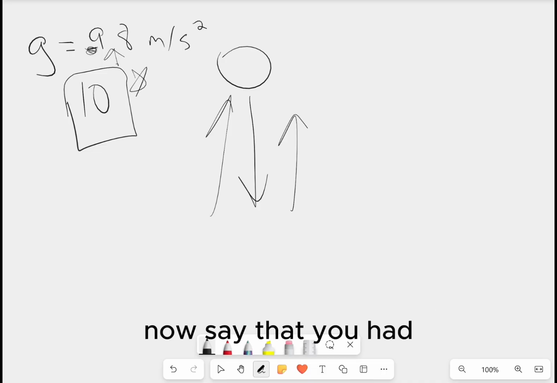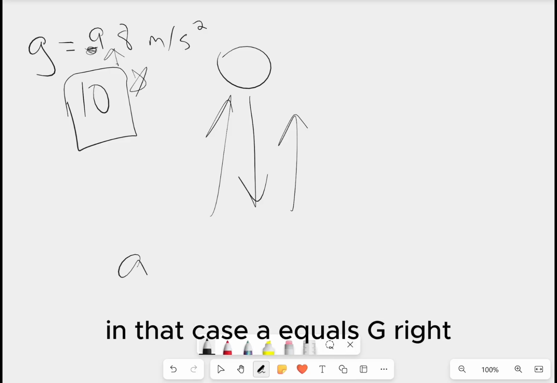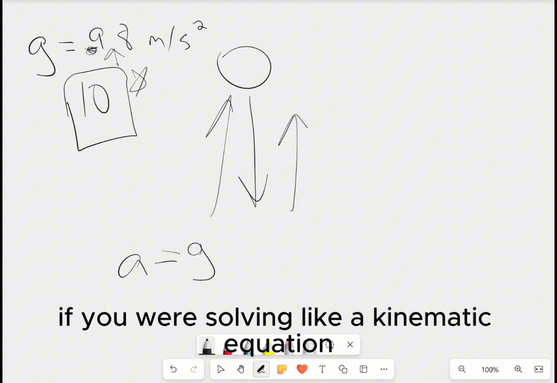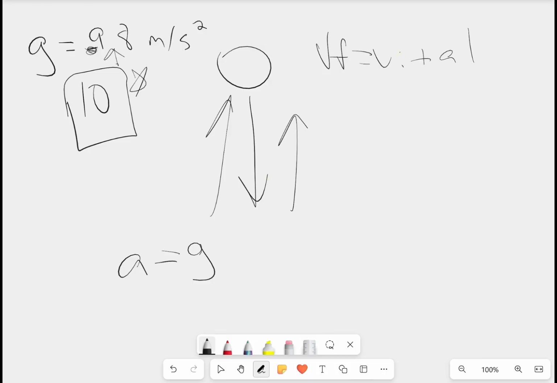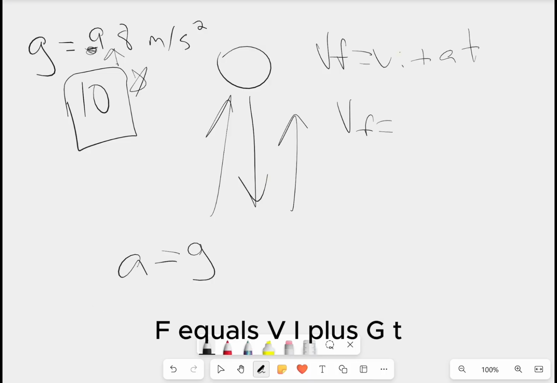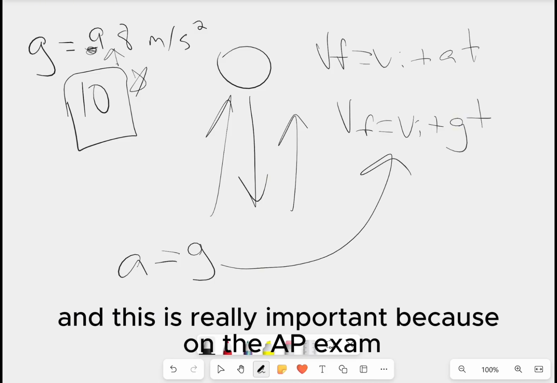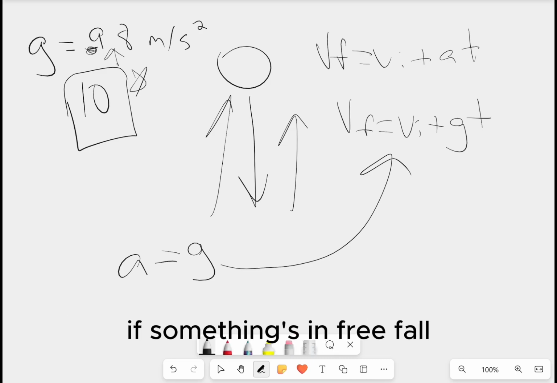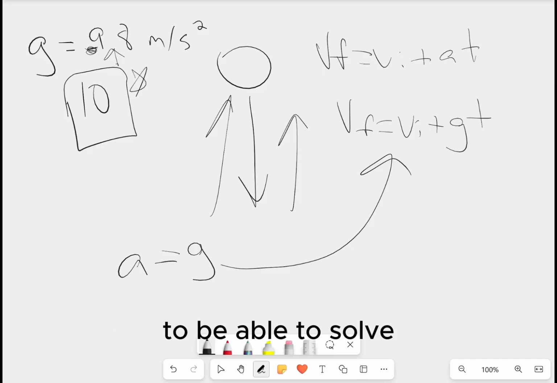Now, say that you were solving for the acceleration of this ball. Well, in that case, a equals g, right? So also, if you were solving a kinematic equation, saying vf equals vi plus at, that would also mean the same thing as vf equals vi plus gt. And this is really important, because on the AP exam, you're going to have to know the difference. If something's in free fall, you're going to have to identify that and be able to plug it into that equation to solve, because it might give you the value of g on a random planet.